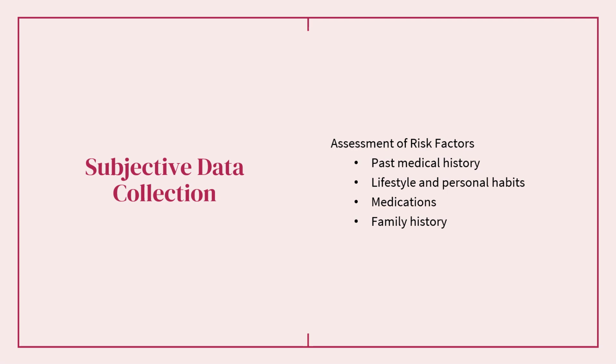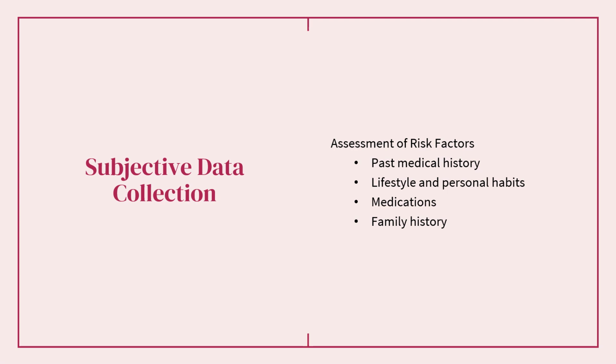So starting with past medical history, we want to ask about conditions that affect circulation, such as hypertension, diabetes, hyperlipidemia, cardiovascular disease. Lifestyle and personal habits, like smoking, their activity level. So if they have a sedentary lifestyle, it's going to increase their risk. Diet that's high in fat and high in cholesterol. Occupation, so prolonged sitting or standing. We want to think about DVT risk.